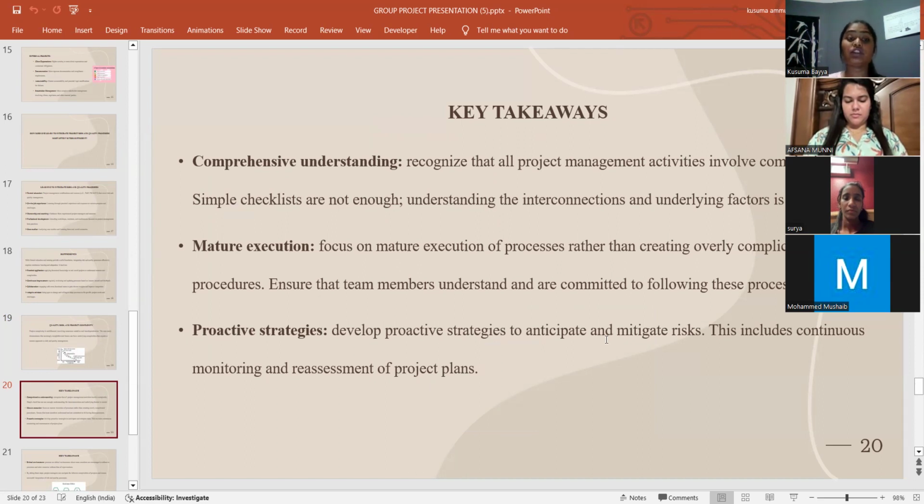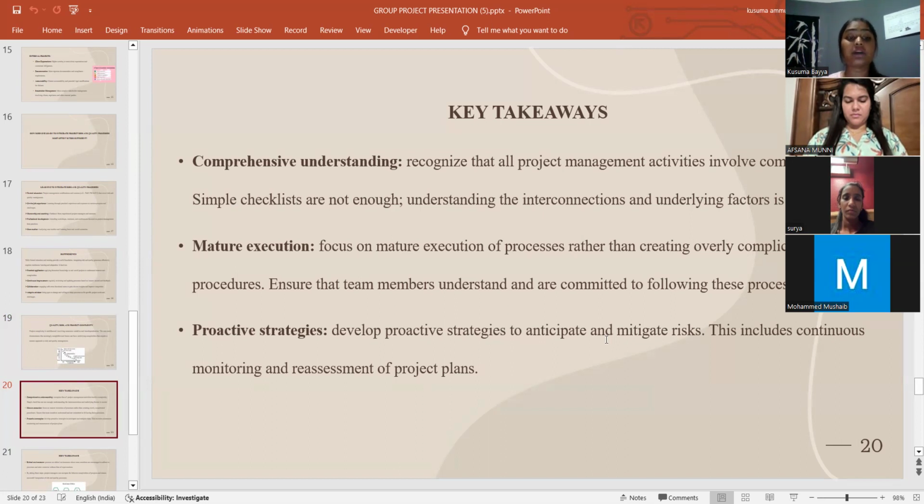The first one is comprehensive understanding. Recognizing that all project management activities involve complexity, simple checklists are not enough. Understanding the interconnections and underlying factors is crucial.